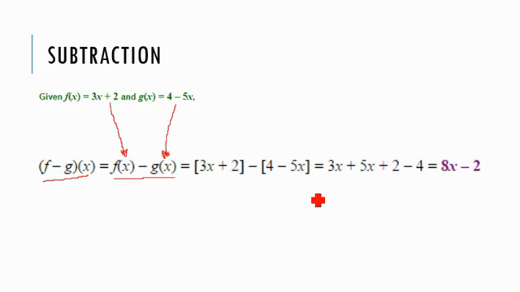The only thing you have to be aware of is to make sure you distribute your negative into the second function. So I'll have 3x plus 5x, and I'll have plus 2 and minus 4. If I combine like terms, I get 8x minus 2.